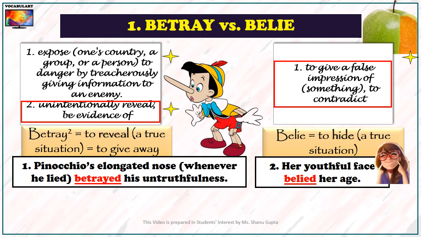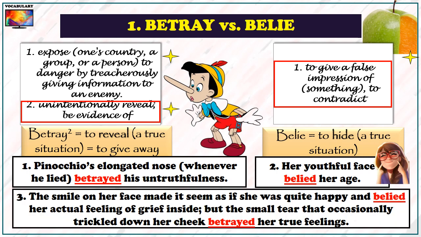One example sentence that you can use to memorize the meanings of both words is, the smile on her face made it seem as if she was quite happy and belied, or hid, her actual feeling of grief inside. But the small tear that occasionally trickled down her cheek betrayed, or we can say revealed, her true feelings.